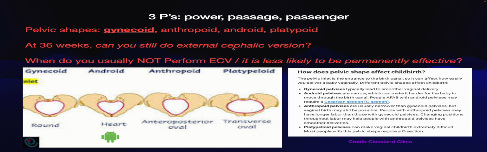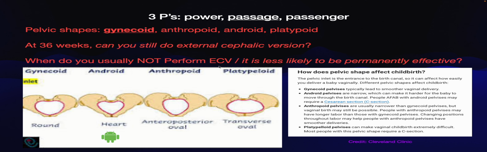So a couple of questions that will be answered several slides from now, but I'll go ahead and just give you brief answers so you're not thinking about it. At 36 weeks, can you still do external cephalic version, which is where you sort of manually reposition the fetus in order to promote a more optimal presentation? And the answer is yes. You can even do it beyond 36 weeks.